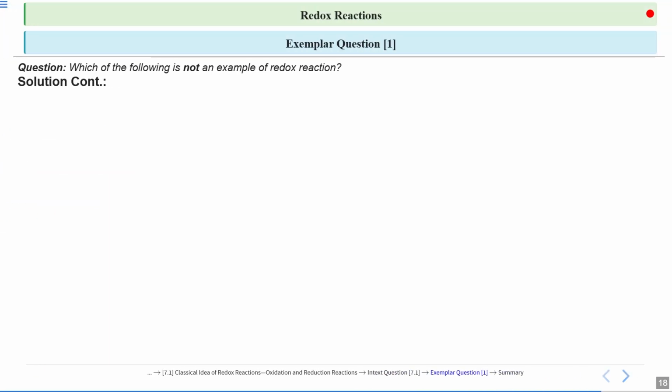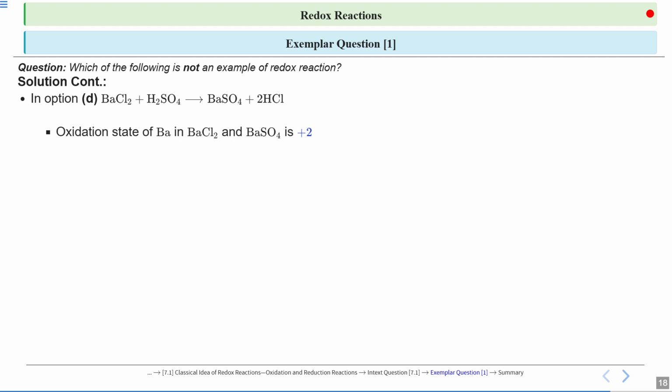Now, let's look over the fourth option. That is the reaction of BaCl2 plus H2SO4 giving barium sulfate and hydrogen chloride. Till now, we have considered the rest of the three options, and all have been found to be redox reactions. In this reaction, you will find that the oxidation state of barium in BaCl2 is +2, while in the product, that is in BaSO4, it is also +2. That means the oxidation state of barium hasn't changed.